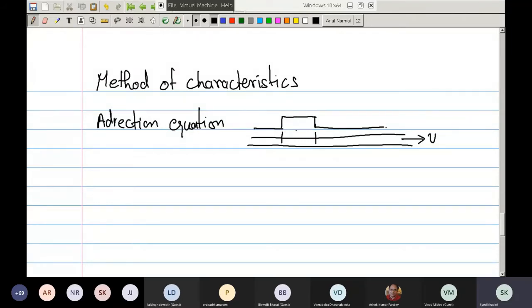Okay, so this is, let's say, temperature. Now I will put red color. This is the temperature distribution. So in this local region, we have some higher temperature compared to other locations. Okay, so now let's say this is at time t equal to 0.